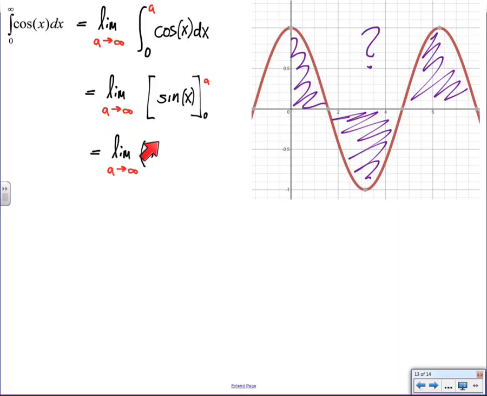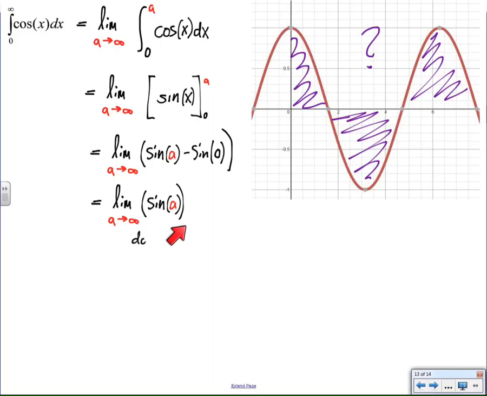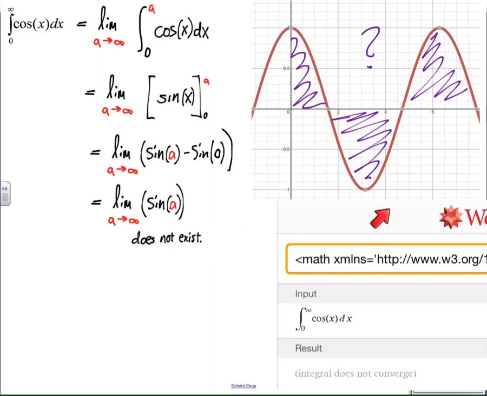However, when I observe the antiderivative and we allow a to approach infinity here, well, the sine of 0 is easy, but when we let a approach infinity, I can't do it, because the sine goes up and down forever and ever and ever. And here again, Wolfram agrees, the integral does not converge. So, that's integral language telling us something that our intuition might not be able to really wrap our heads around.